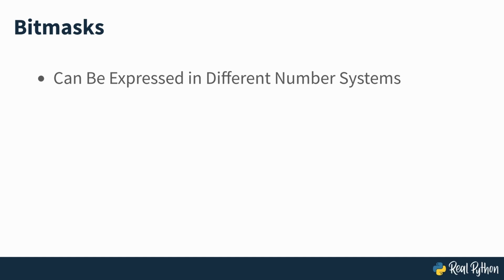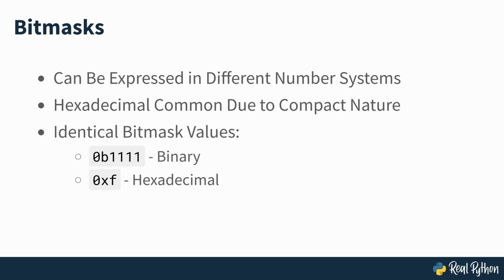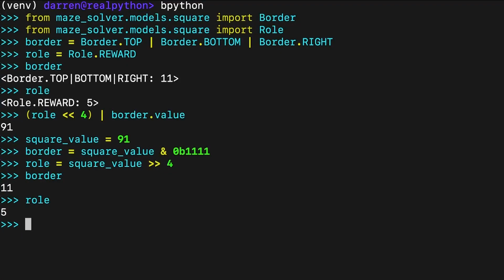Note that you can express the same bit mask in different number systems. It's customary to use the hexadecimal system because it's usually the most compact. You can see the binary, hexadecimal, and decimal equivalent of the mask on screen. Finally, you can pass the extracted numeric values to the relevant class constructors of your enumeration types.